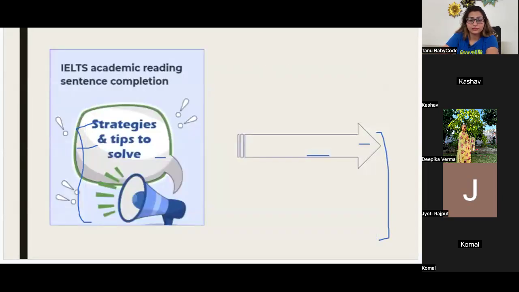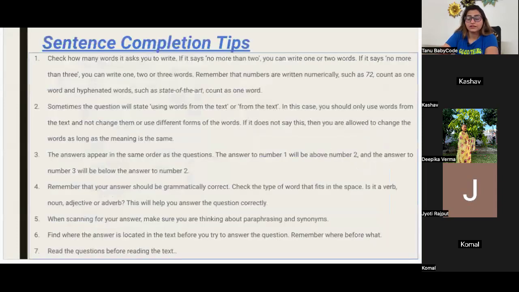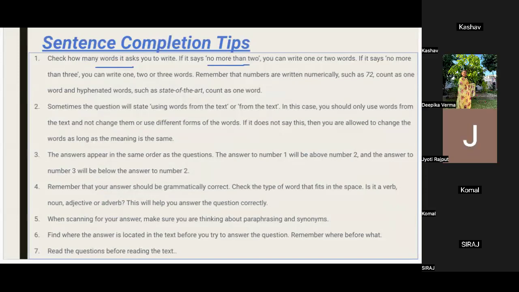Now let's move on to some of the strategies and tips for sentence completion questions. The very first is you have to check how many words you're asked to write. आपको कितने words लिखने हैं? Instructions play a vital role here because if you do not follow the instruction, then you won't get any marks, right? So if you're supposed to write one word or two words, please follow that rule. No more than three words means you can write three words, but not more than that. Fourth word is not allowed, right?